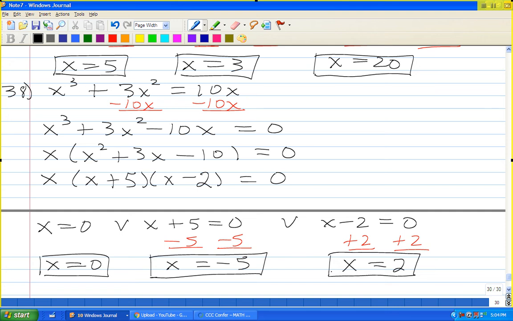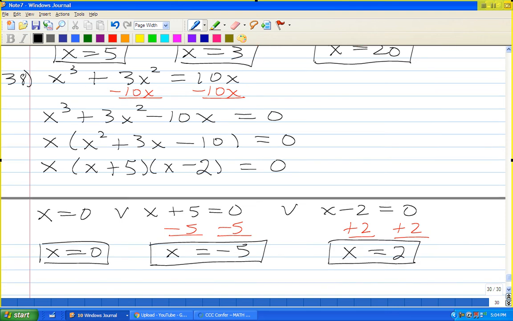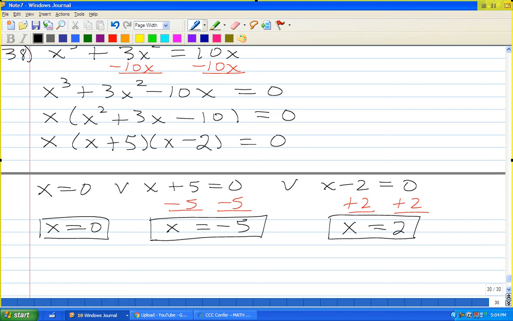Let me do problem number 39. For this cubic, I have three solutions.